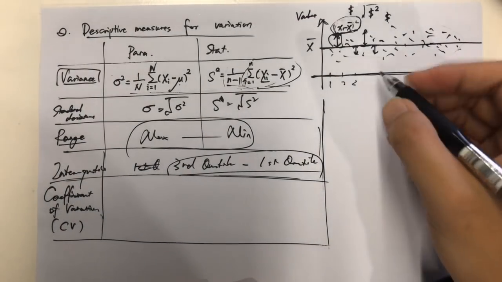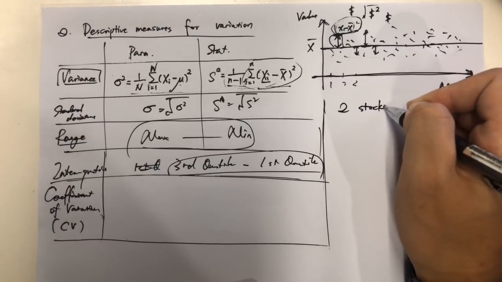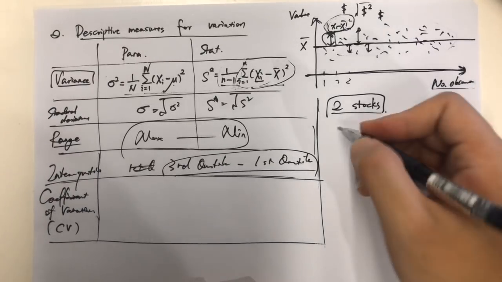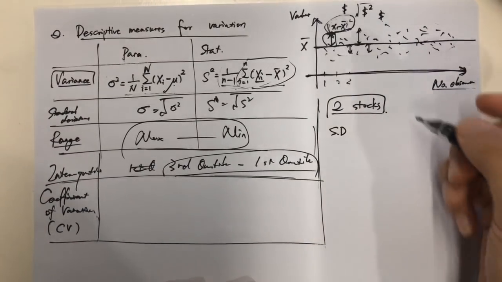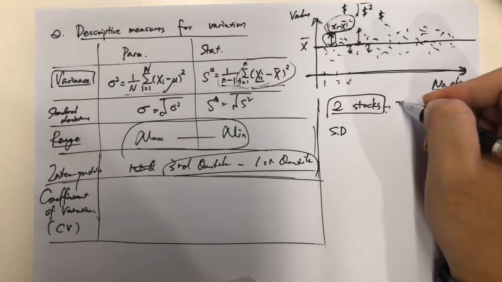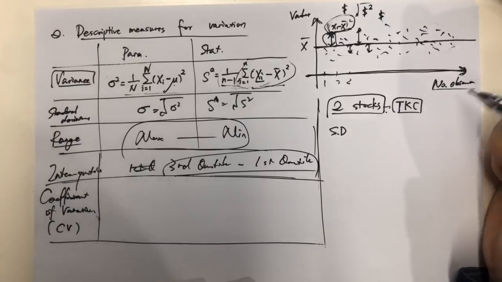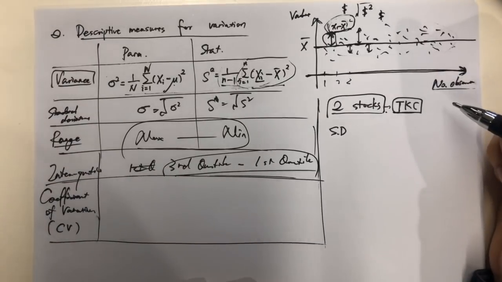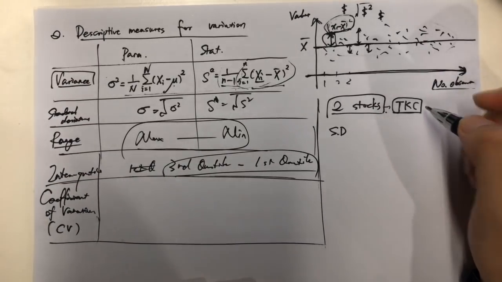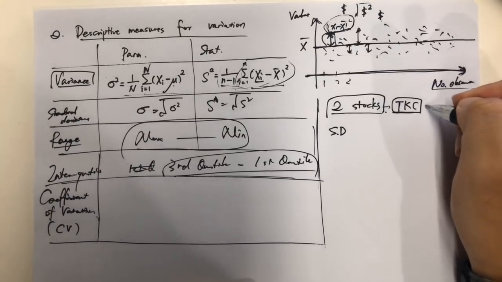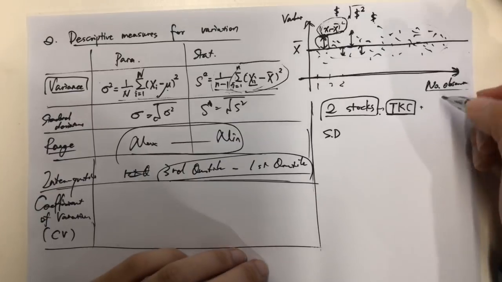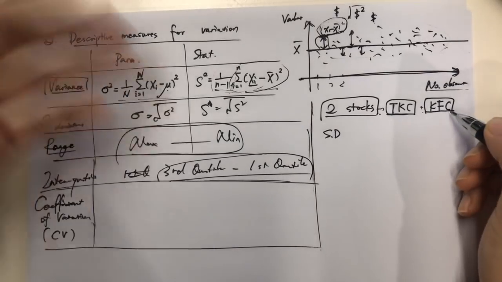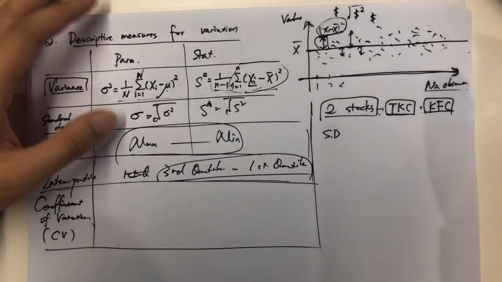If I tell you there are two different stocks, okay? Two stocks. And the two stocks can be, for example, Tony's Kitchen. TKC is for Tony's Kitchen. You might have seen this company in some of your tutorials because some of them are still using my materials from previous semesters. Okay, so Tony's Kitchen. And another example can be, for example, KFC, all right? Kentucky Fried Chicken. Korean fried chicken. Sorry about that. Yeah, they are Korean fried chicken.